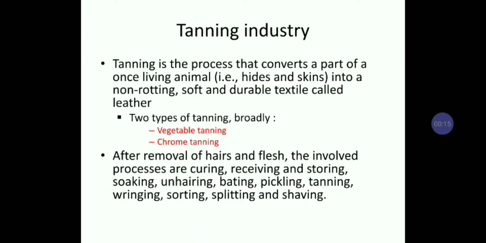It is the process of converting a part of a living animal into a non rotting, soft, and durable textile known as leather. There are two types of tanning, namely vegetable tanning and chrome tanning.